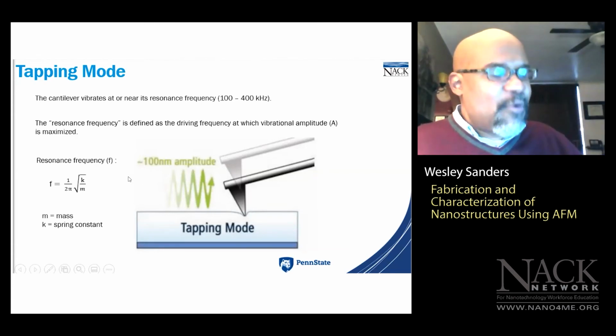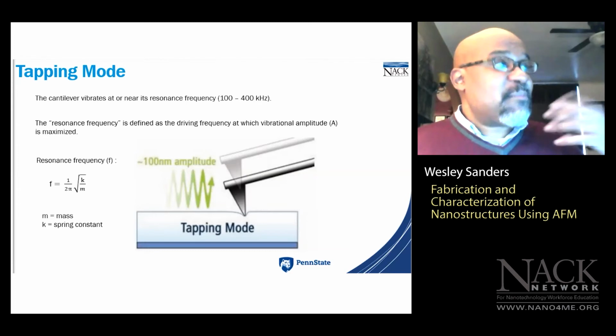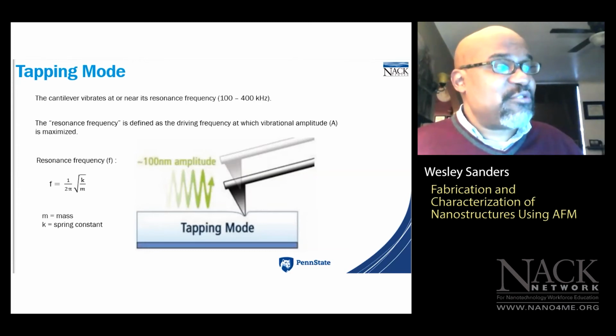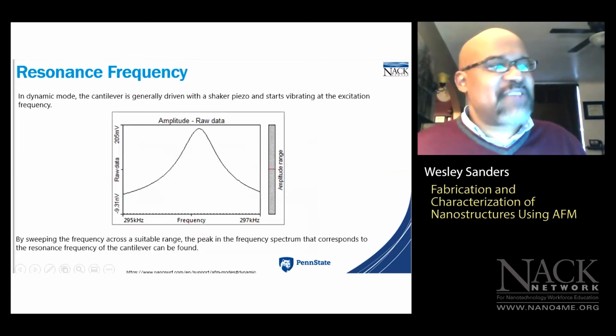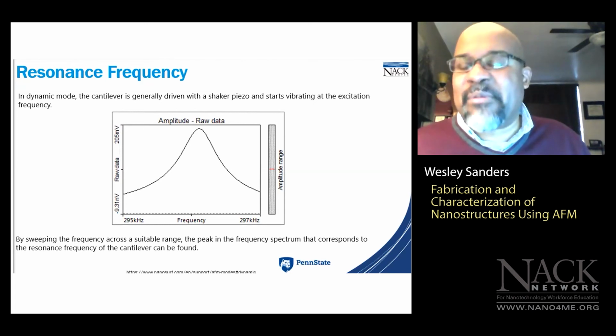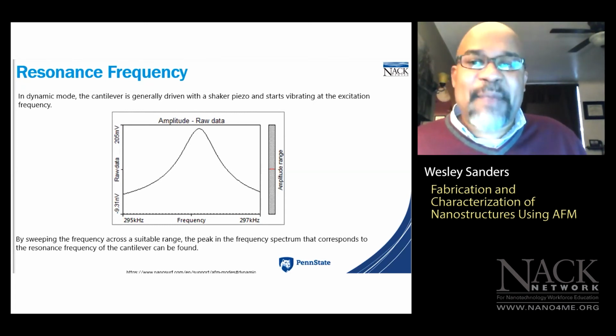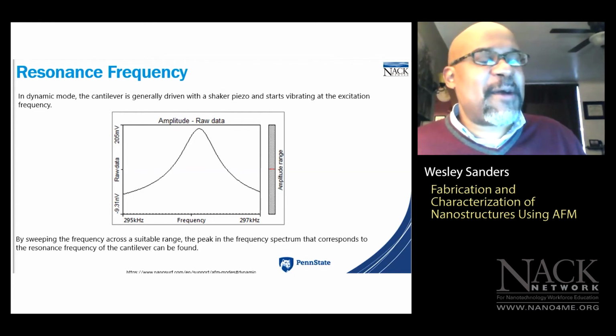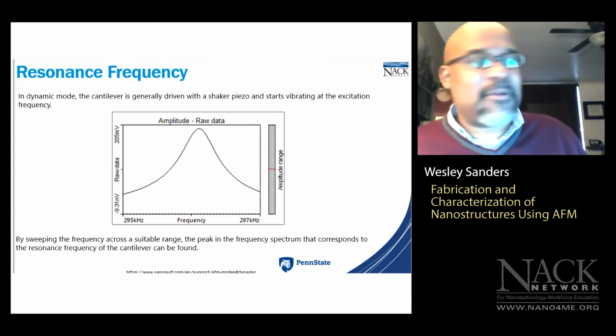So in order to use tapping mode AFM, we need to determine the resonant frequency of our cantilever, because the resonant frequency of our cantilever is going to be where we have the maximum vibrational amplitude. And vibrational amplitude is the way we record surface topography using tapping mode, okay?